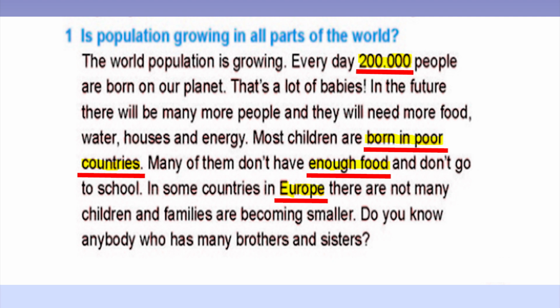So, what is the answer to this question that I have read before the text? The answer is yes. And the answer is in the first line. The population is growing nowadays. Let's go on to the next question.